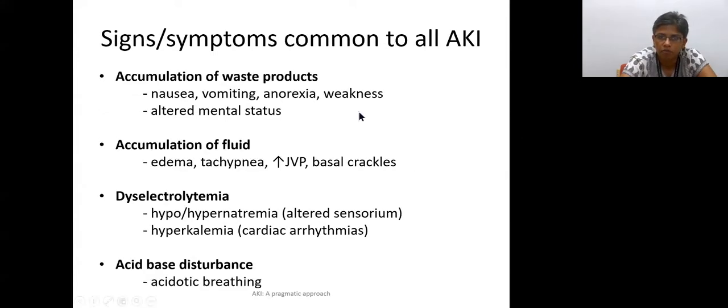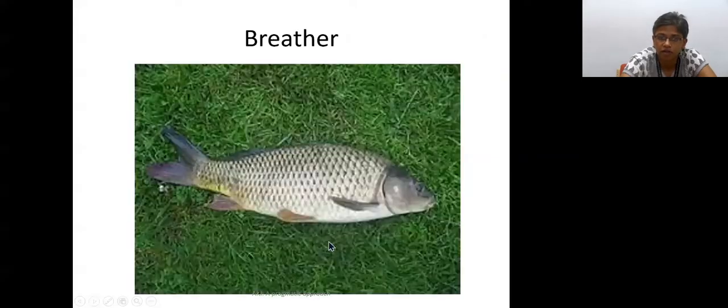Like I mentioned before, a lot of the signs and symptoms are common to all acute kidney injuries. So the accumulation of waste products will cause nausea, vomiting, anorexia. Accumulation of fluid will cause edema, and patient may have basal crackles and a raised JVP. Patients with hyponatremia may present with an altered sensorium. Hyperkalemia may present for the first time with a cardiac arrhythmia, and patients may have an acidotic breathing if they're severely acidotic.